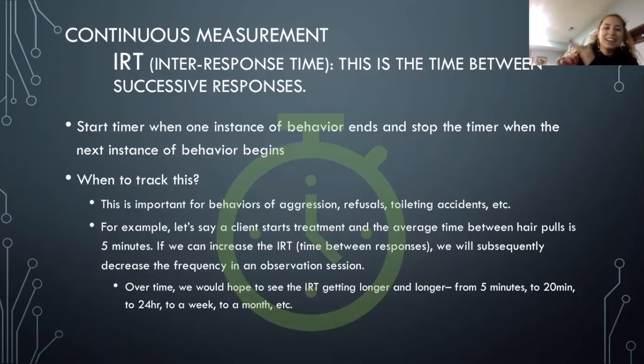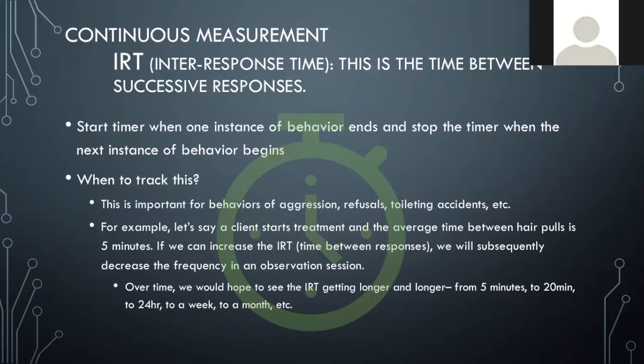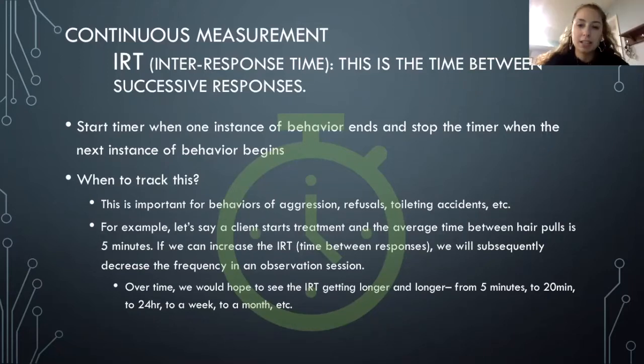Thanks, Shirley. The next measurement is IRT. This is inter-response time. So this is just the time between responses. For example, a clinician might want to measure the time between aggressions. So let's say a kiddo starts treatment, he just started ABA, and the time between successive hair pulls is like 5 seconds. So he's pulling staff's hair every 5 seconds, okay?